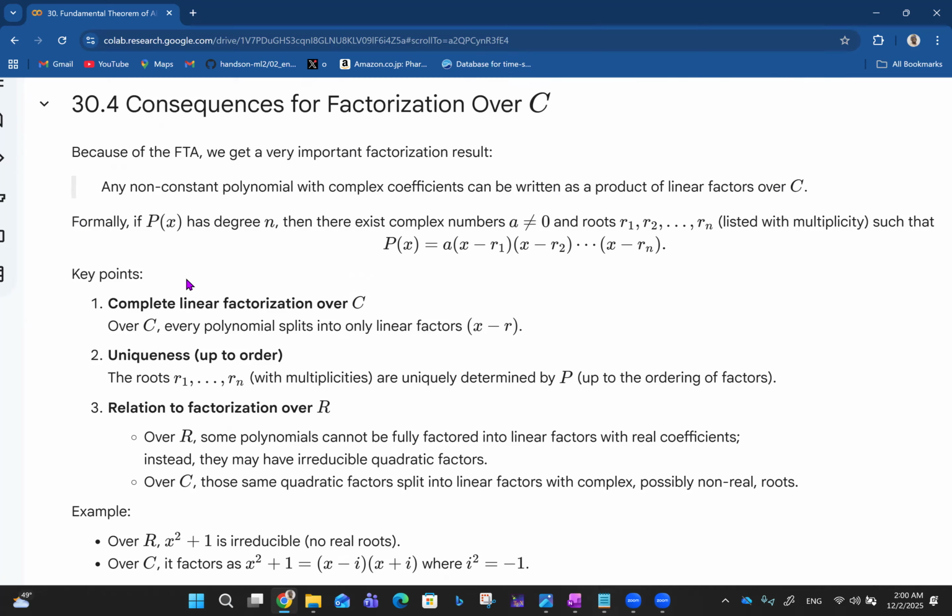So formally, if p of x has degree n, then there exist a complex number a not equal to 0 and roots r1, r2, up to rn, listed with multiplicity, such that p of x is equal to a times (x minus r1)(x minus r2) up to (x minus rn).